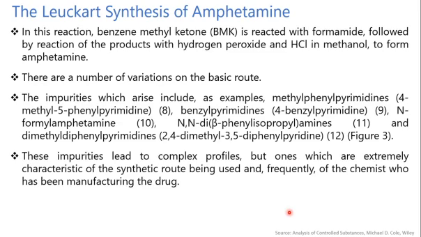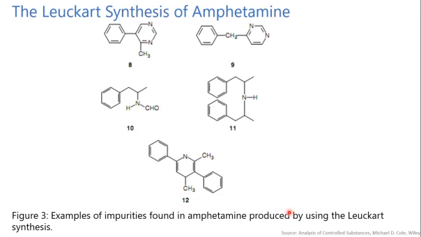So these impurities lead to a complex profile, but ones which are extremely characteristic of the synthetic route being used and frequently of the chemist who has been manufacturing the drug. So these are structures 8, 9, 10, 11, and 12, which are some examples of the impurities found in the amphetamine whenever we are going through the Leuckart synthesis.